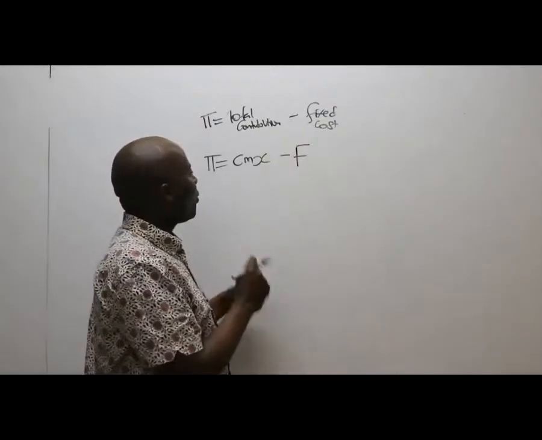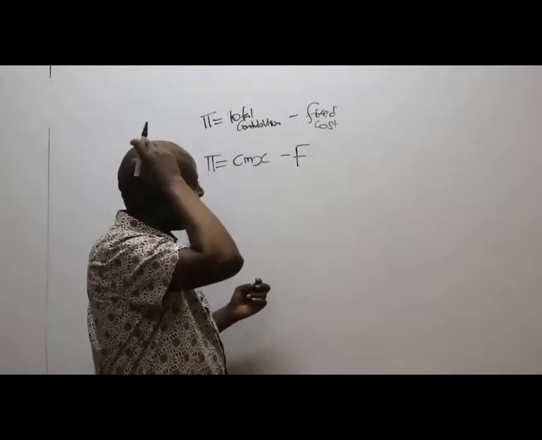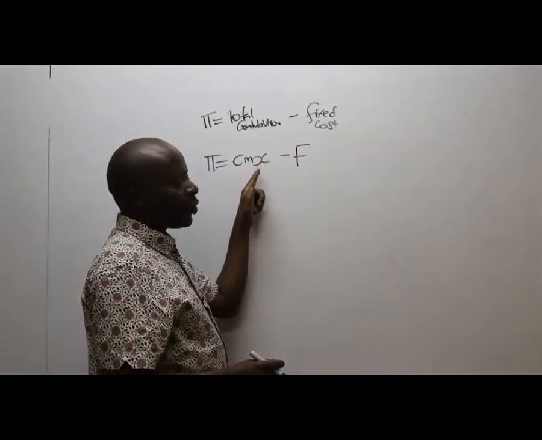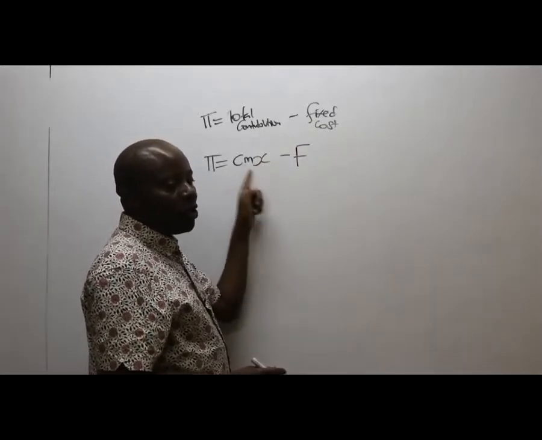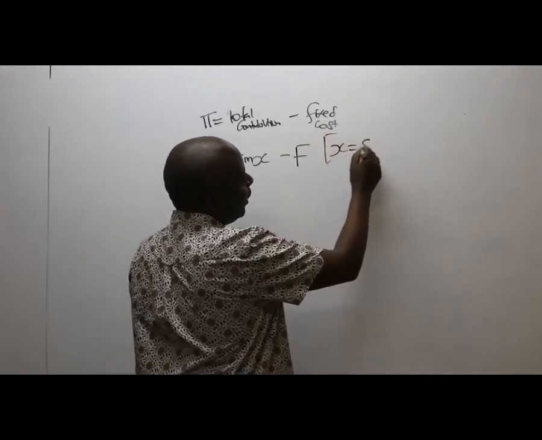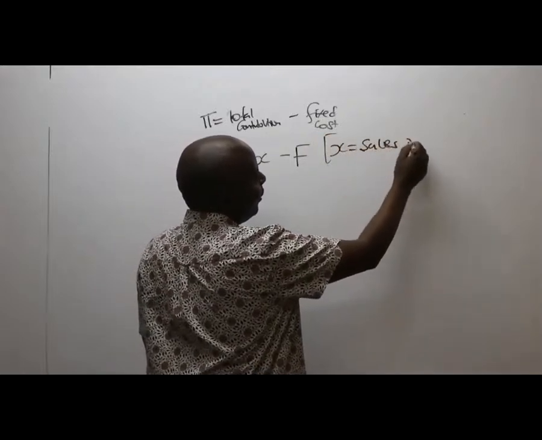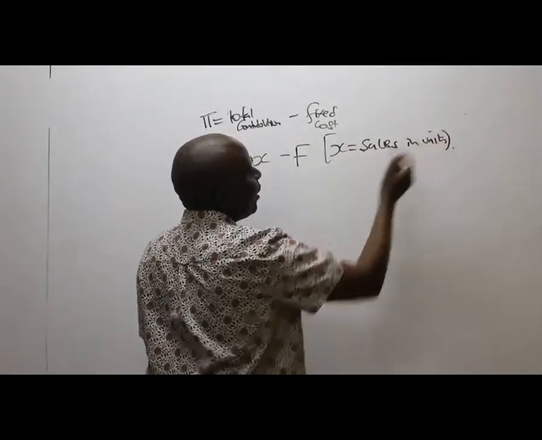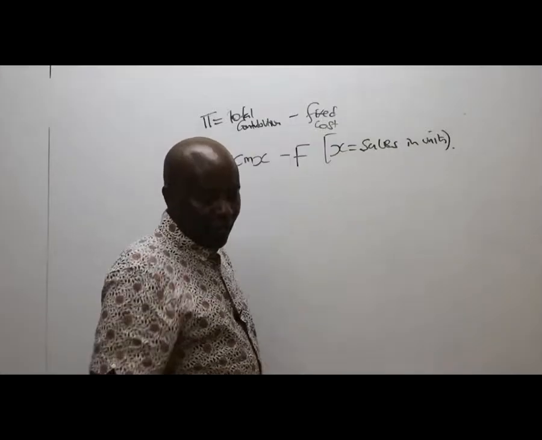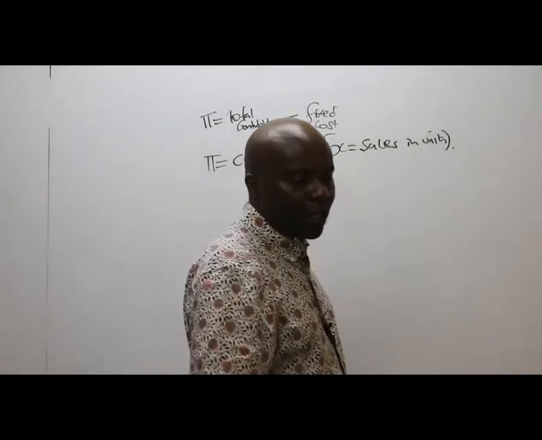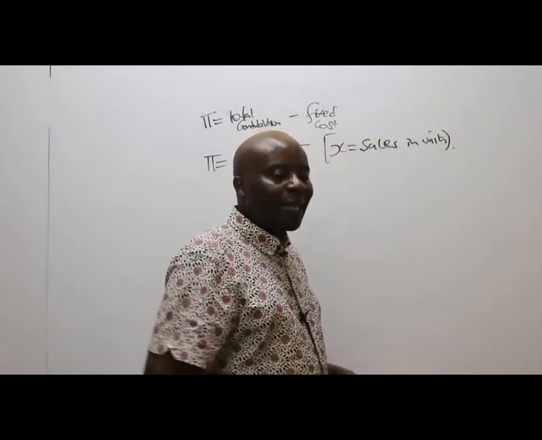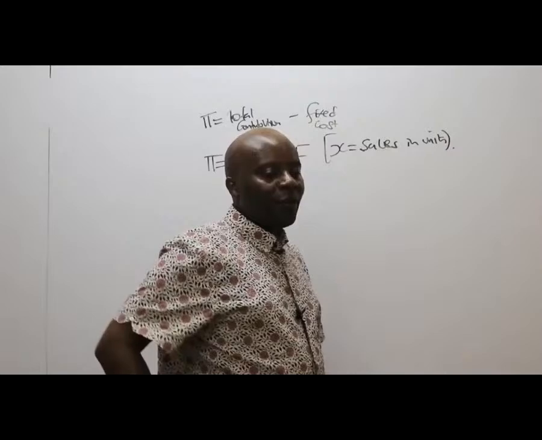So this is a very good model which gives us a relationship between profit and the number of units sold. Physical units. In this case, X stands for sales in units. But when you look at the question we have here, you can see they have not given us sales in units. They have given us sales in shillings.